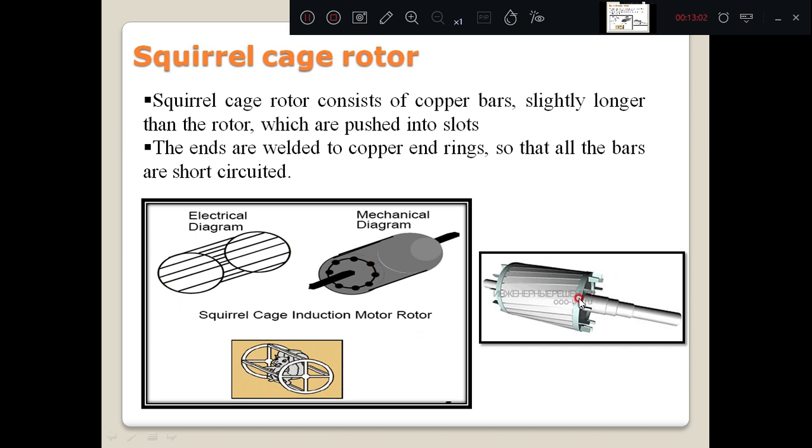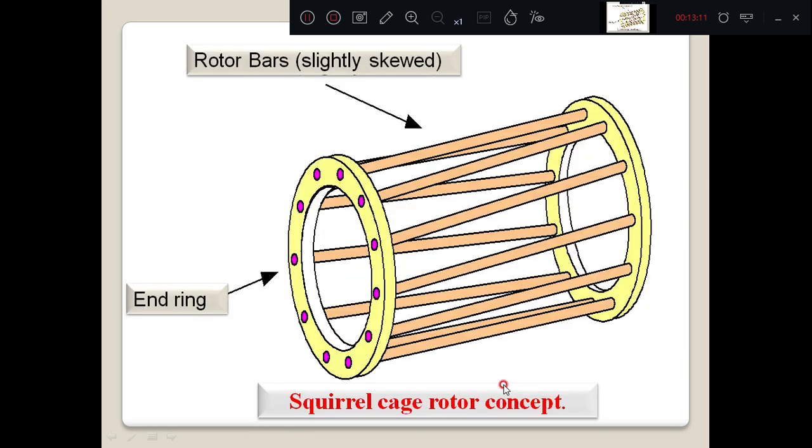This is the total assembled rotor. You can see here, these are the conductors. That is what we are seeing. At the end, these conductors are short circuited. Then why is it called a squirrel cage? It looks like a cage. That is why it is called a squirrel cage.